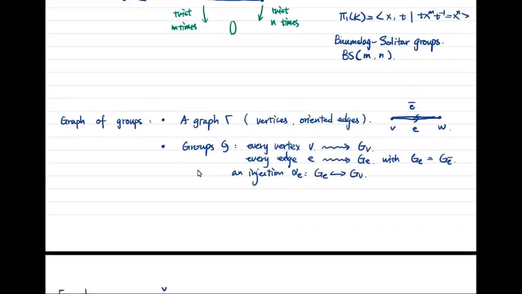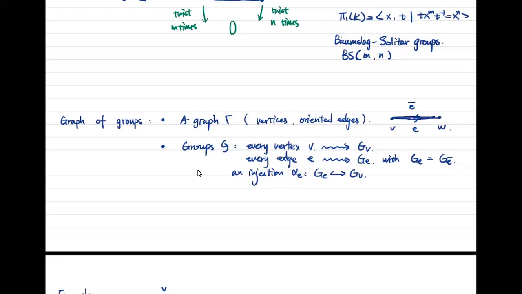We also have a system of groups. For every vertex V, we associate a vertex group G sub V. For every edge, we associate an edge group G sub E, such that G sub E equals G sub E bar. So we require that the edge group is isomorphic to the edge group of its inverse orientation. Based on these groups, for every edge we have an injection alpha E, where we map each edge group to its initial vertex group. This is the definition of a graph of groups.